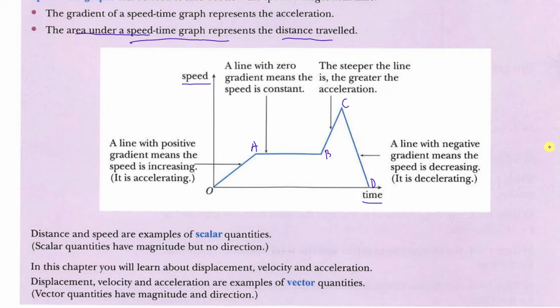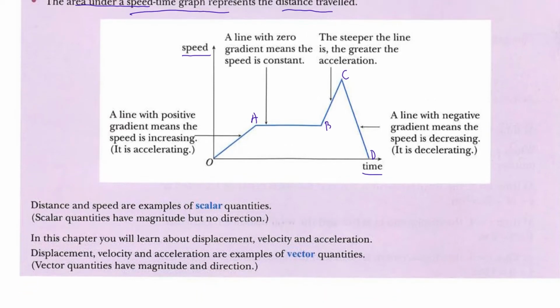The second stage is the line with zero gradient, which means the speed is constant. There is no increase of the speed. And in the third stage, the steeper the line, the greater the acceleration. So the BC part has more acceleration than the OA part, as written here. And a line with negative gradient means the speed is decreasing. The last part of the speed time graph, the CD part, shows that.